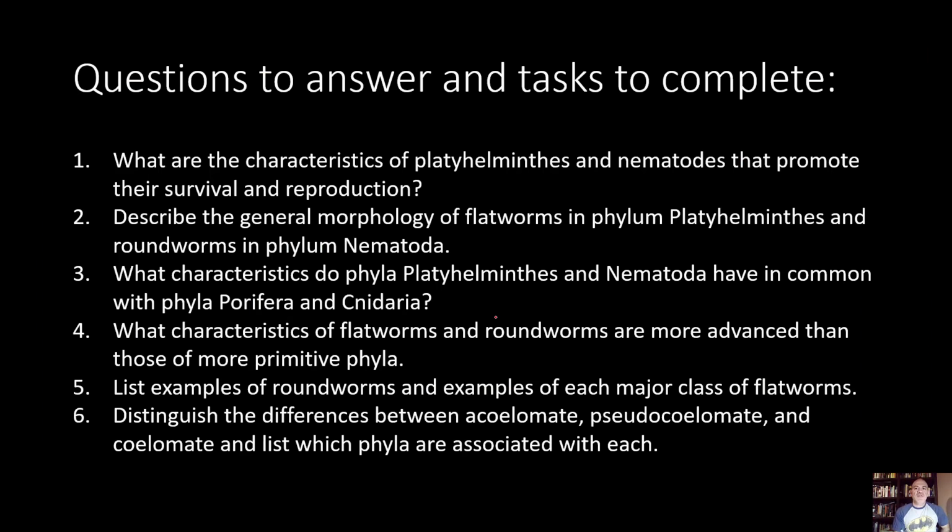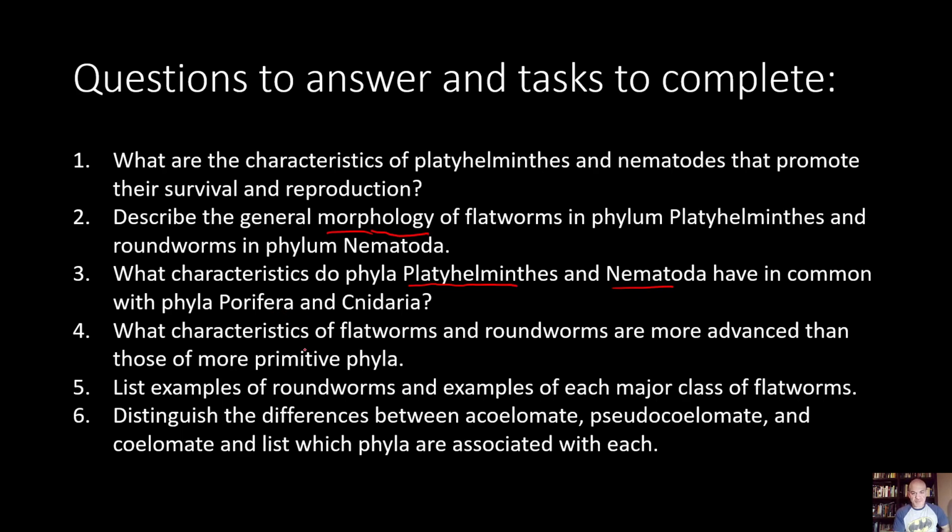Here are your tasks or your objectives, and things to do. So you're going to be looking at characteristics of the flatworms, Platyhelminthes, and nematodes, and specifically how they relate to those primary processes or functions needed for survival of these animals. You're going to need to be able to recognize and describe the morphology, the basic structure of these two groups. And you need to also know the characteristics that these animals have that are in common with the more primitive Porifera and the Cnidaria, which was in the prior lab exercise.